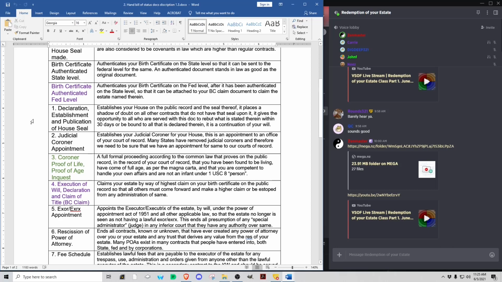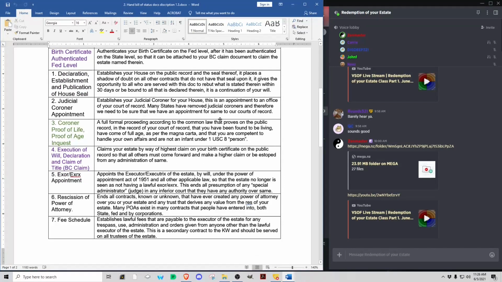So the house seal establishes your house and basically says, look, every single contract I've ever entered into, I can't confirm that I did it knowingly and willingly and with full consent unless it has my seal on it. You're just kind of covering your tracks, if you will, all the way back as far as you can go.